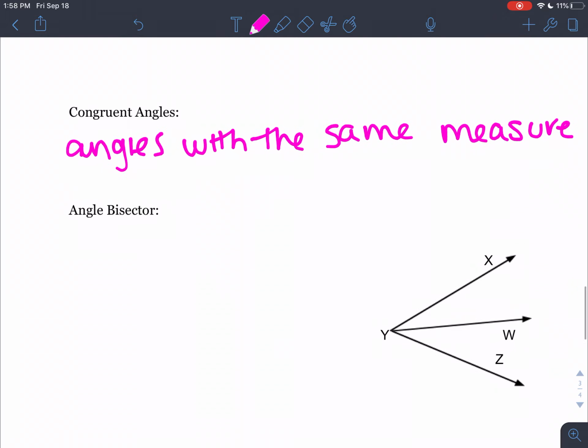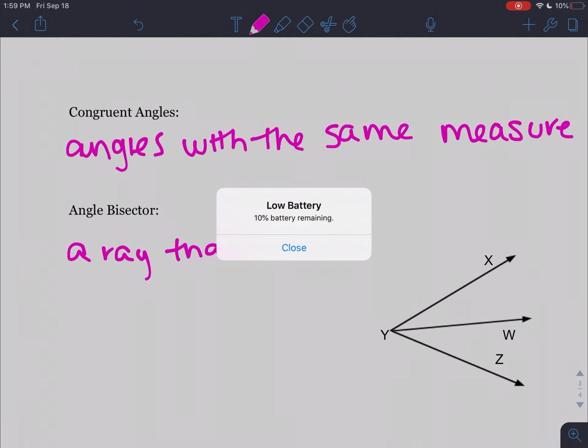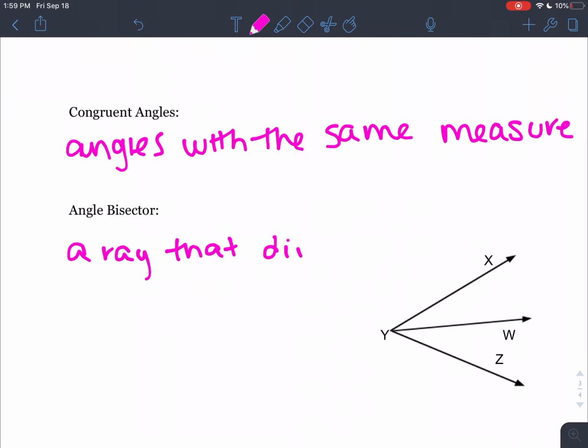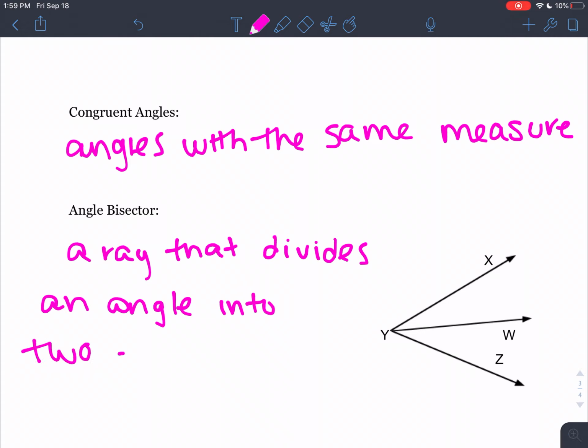And finally, an angle bisector. An angle bisector, if you can guess by its name, is a ray that divides an angle into two equal angles. Basically, it cuts it in half. Whenever you cut something in half, you end up with two equal parts.